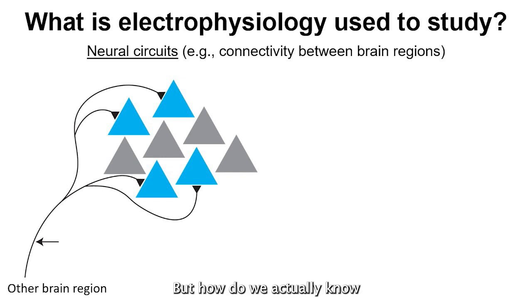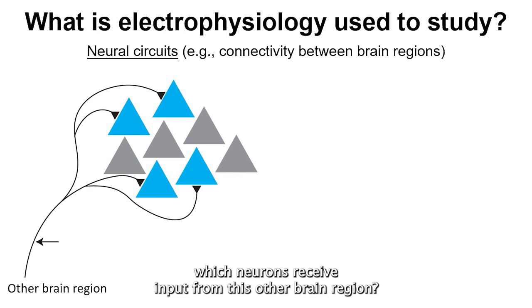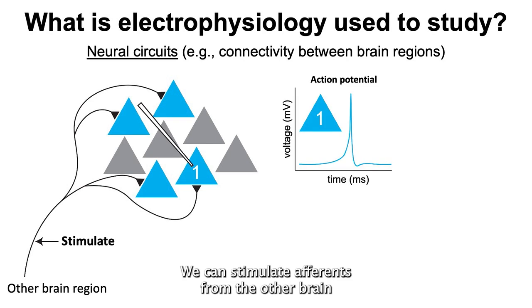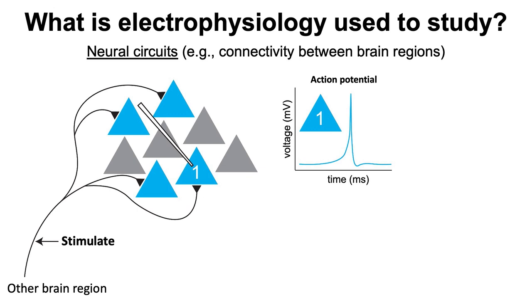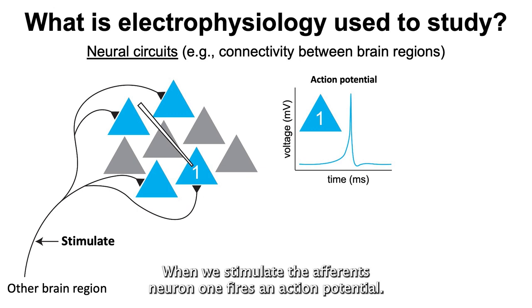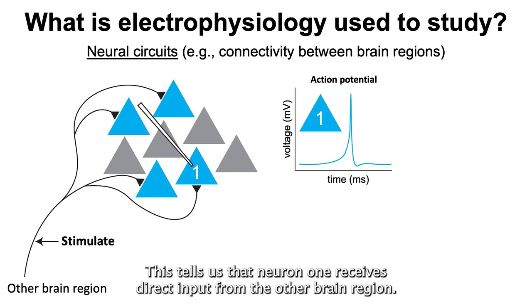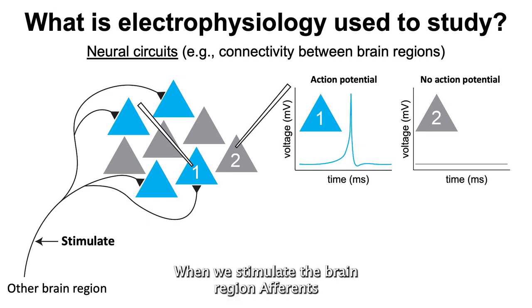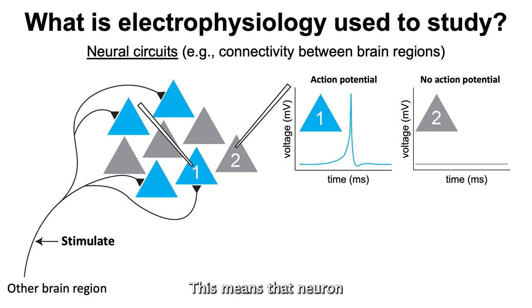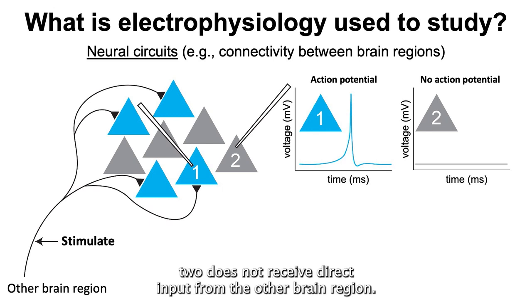But how do we actually know which neurons receive input from this other brain region? One way to discover this is electrophysiology recordings. We can stimulate afferents from the other brain region and record the response of individual neurons. In this example, we are recording from neuron 1. When we stimulate the afferents, neuron 1 fires an action potential. This tells us that neuron 1 receives direct input from the other brain region. We can repeat the stimulation, but record from another neuron, neuron 2. When we stimulate the brain region afferents, neuron 2 does not fire an action potential. This means that neuron 2 does not receive direct input from the other brain region.